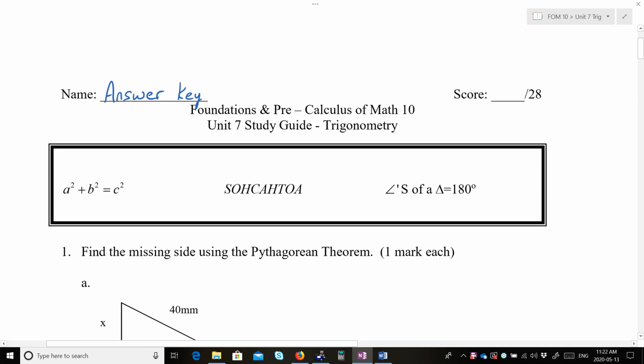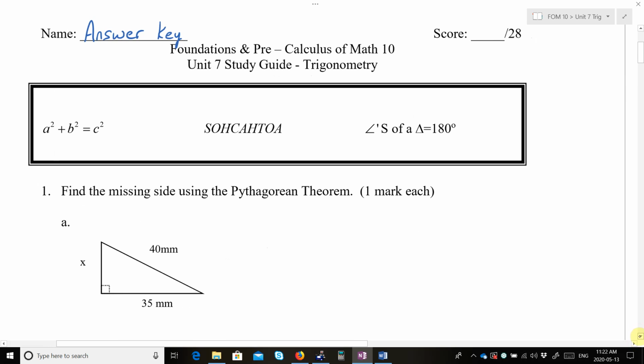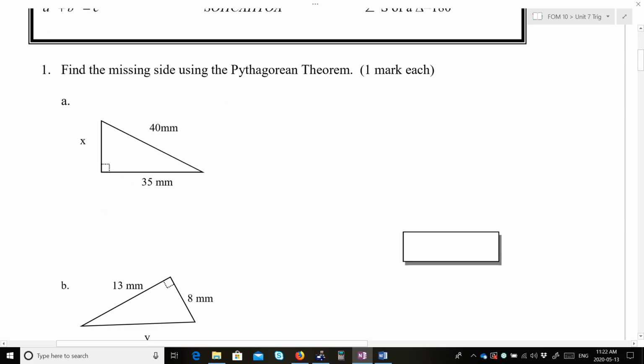I will call mine answer key, and the test will look very much like this. You'll get these formulas here. A squared plus b squared equals c squared. That's the Pythagorean theorem. SOHCAHTOA for primary trig ratios in a 90-degree triangle. Angles in a triangle add to 180 degrees. And of course, you can do this test using your notes and things like that to help you if need be. Okay, so number one, find the missing side using the Pythagorean theorem.